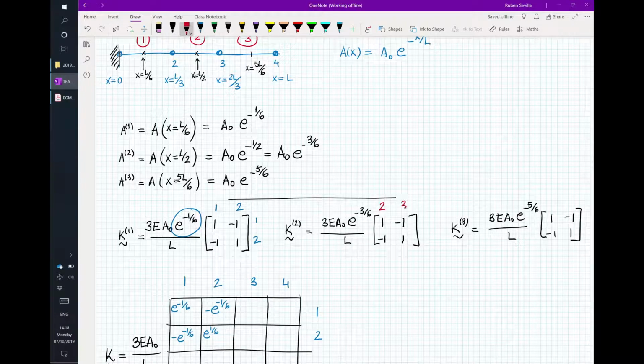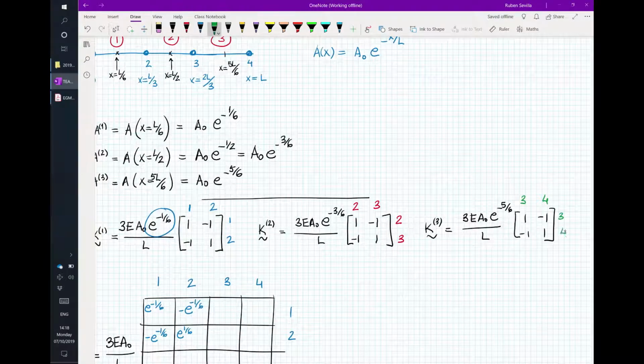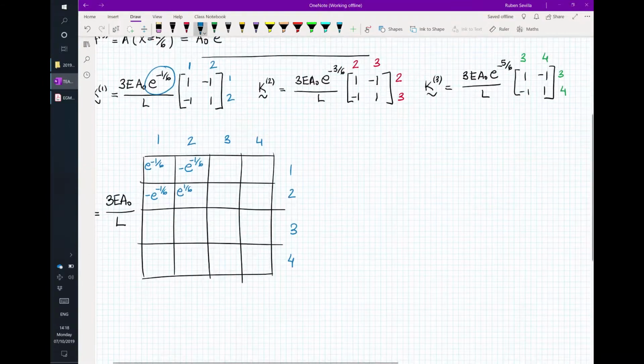For element number 2, which I'm going to do in a sec, the global nodes are 2 and 3. And for element number 3, the global nodes are 3 and 4. I normally would write this next to the matrix to make sure that when I do the assembly I don't make any mistake. I know where these numbers need to go. So here I just assembled, let's do it with a color, this one has gone here. Okay.